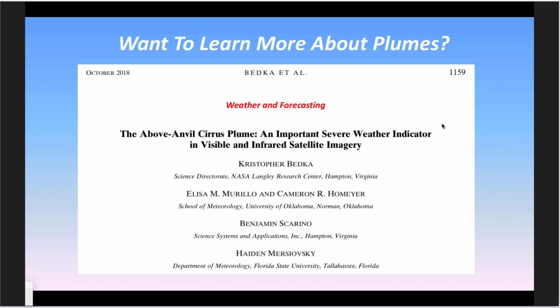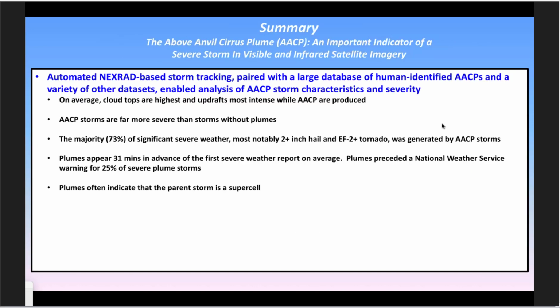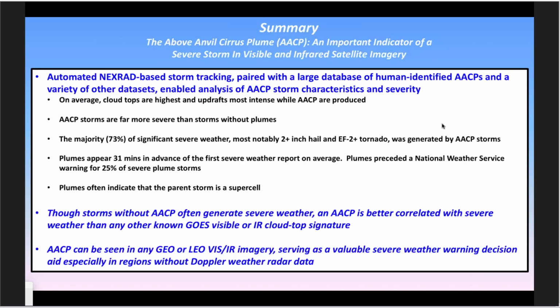Here is the Weather and Forecasting paper published in October 2018, myself as lead author with our co-authors right here. And so in summary, you heard a lot of this already, and as I noted, the bottom panel, when you see this data, especially where you don't have radar information, finding plumes can be very valuable for severe weather recognition. So with that, I'll take questions.